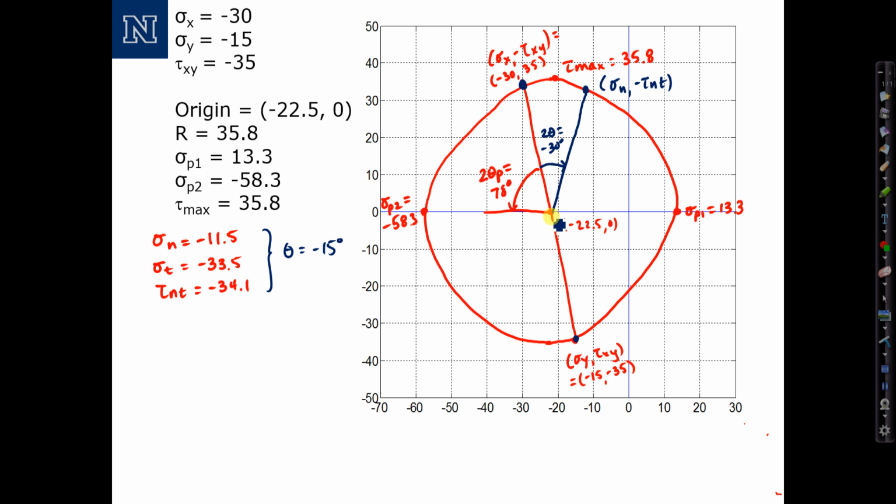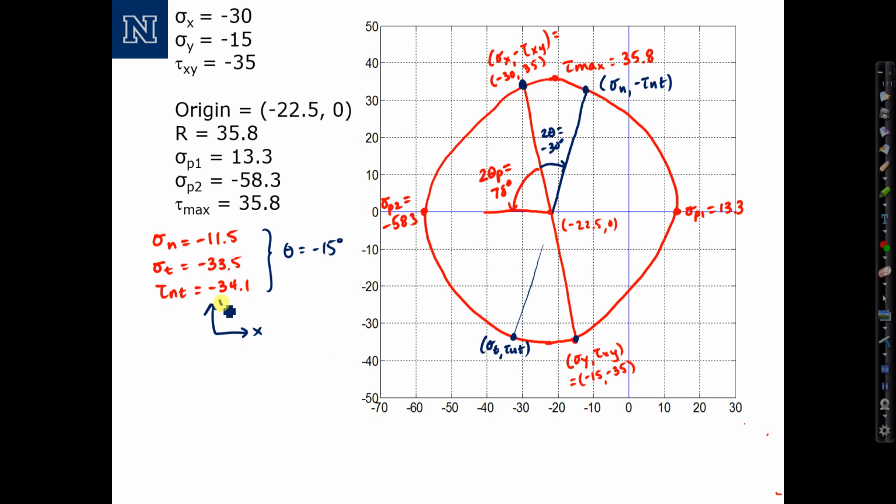The other point would be 180 degrees away, so somewhere down here. That would be sigma t, tau nt. Let's check it out. Sigma t, negative 33.5, that's about right. Tau nt, negative 34.1, that's about right. So everything checks. Last step, draw the stresses on a transformed element.